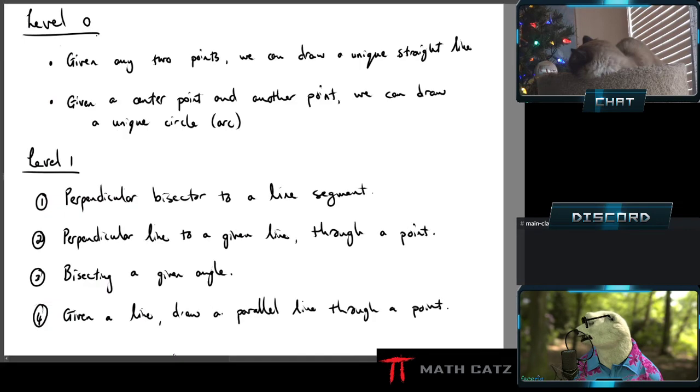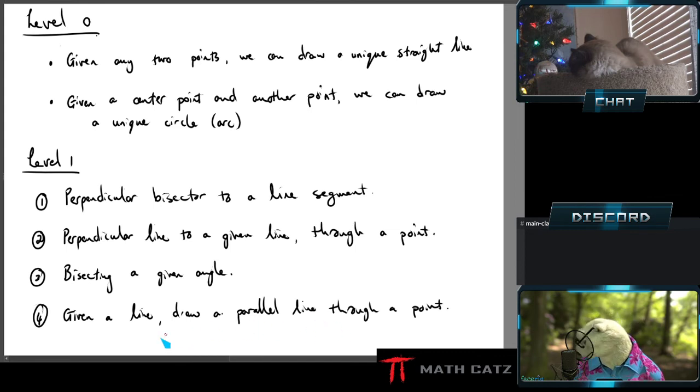And the first things that we have to create to make the polygon drawing and the eventual constructions easier is draw a perpendicular bisector to a line segment, draw a perpendicular line to a given line through a point, bisect an angle, and draw a parallel line to a given line through a point.